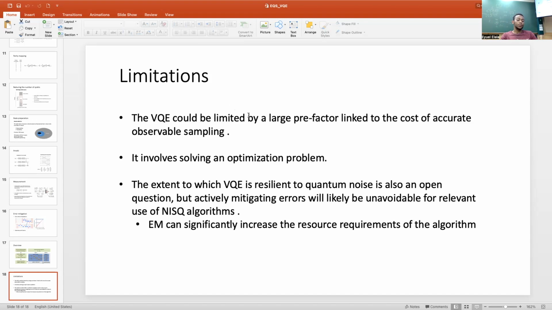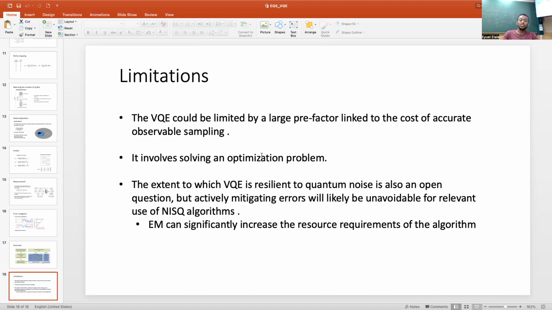The problem with that is due to, for example, the VQE could be limited by just a large prefactor linked to the cost of accurate observable sampling. We need to do a lot of measurements in order to find an accurate description of the ground state. That could be one problem, and the other is that it's all about an optimization problem, and we might not be sure that the iteration could converge in a polynomial number of iterations.